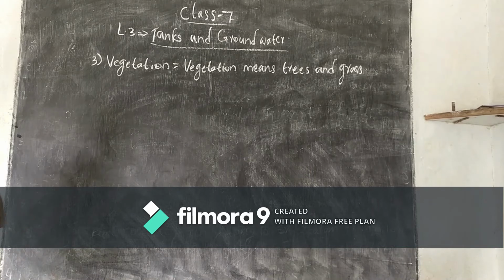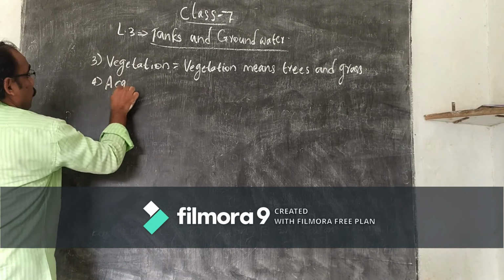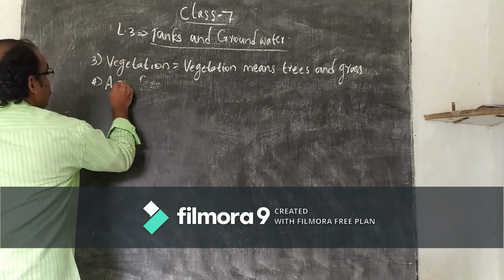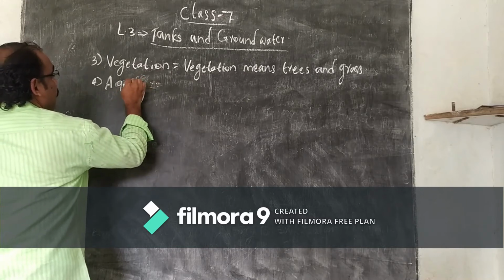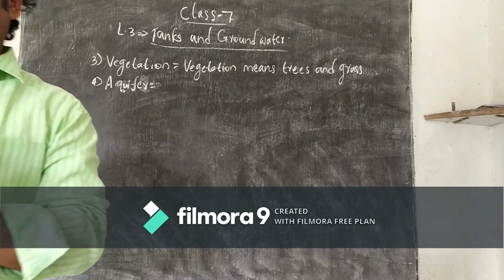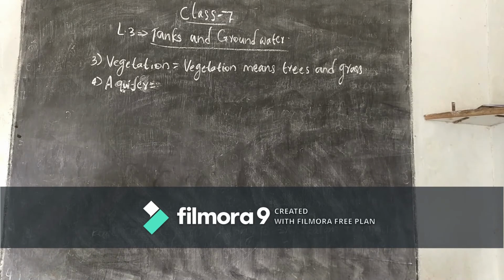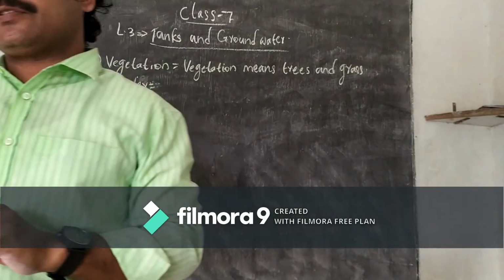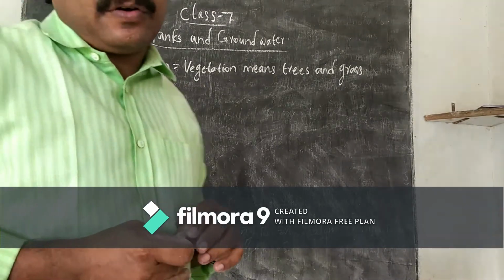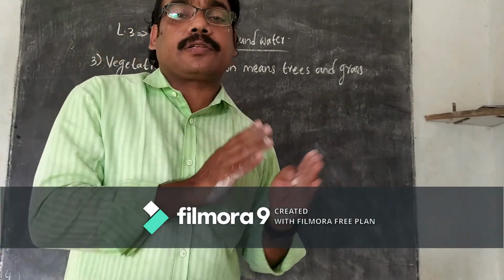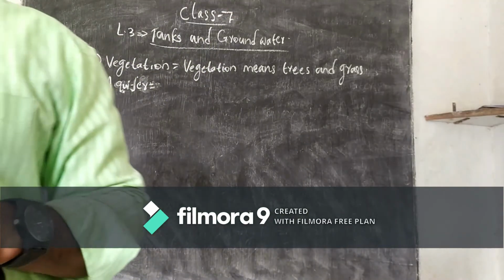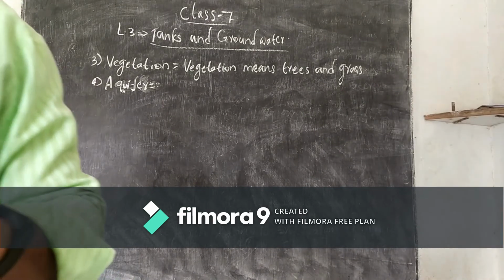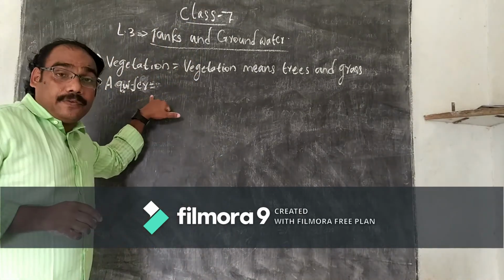Next, aquifers. Okay, next keyword, aquifer. So what is the meaning of aquifer? You know how we get water, the layer of water which we get from underground, or which accumulates from underground, is known as aquifer. I already told you about rocks, pervious rocks and impervious rocks. So the layer of water which accumulates under the ground among these rocks is known as aquifer.